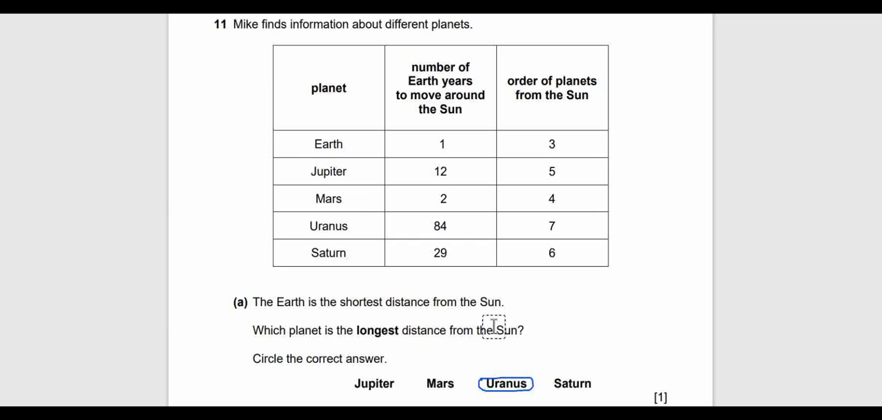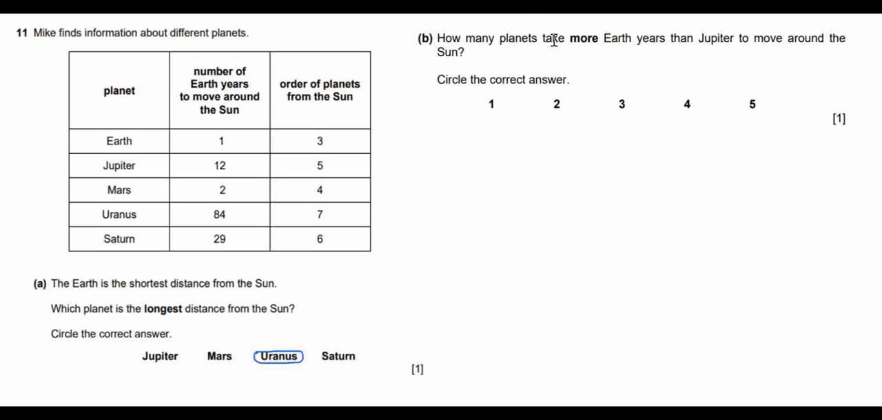Next question, 11b. Okay, 11b. How many planets take more Earth years than Jupiter to move around the Sun? Circle the correct answer. 10 seconds from now.